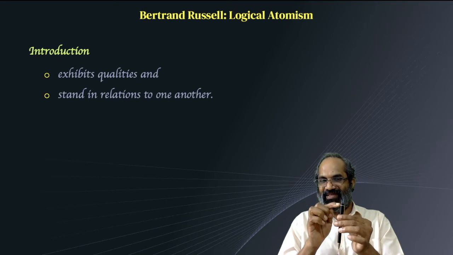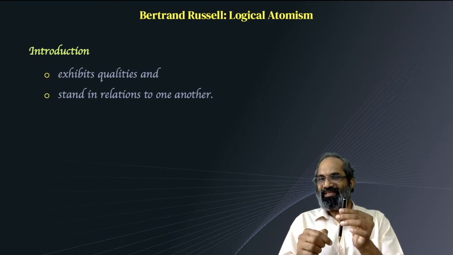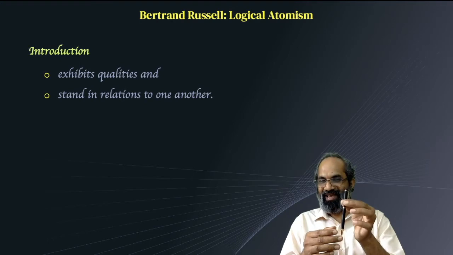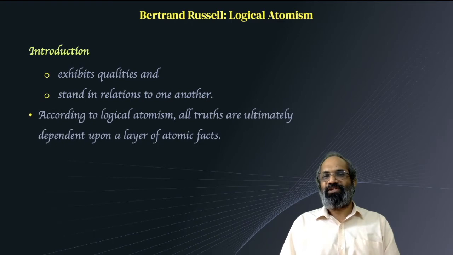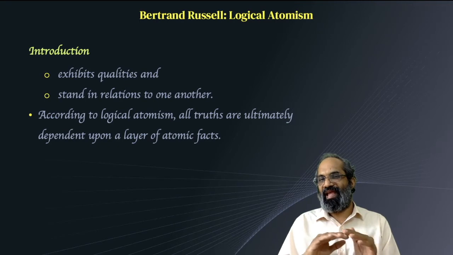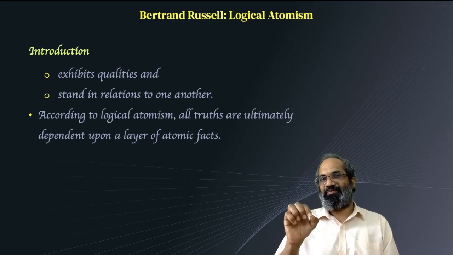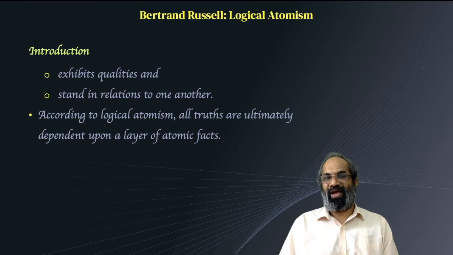It can exist independently. That's why it is called atomic. And it has got quality, black color or blue ink, and it stands in relation, held in my hand. According to logical atomism, all truths are ultimately dependent upon layers of atomic facts. The truth or the reality that we see outside can be divided into layers of atomic facts. They are made out of atomic facts. The foundational principle of all truths or all our understanding is atomic facts.